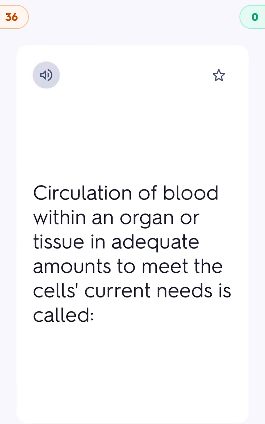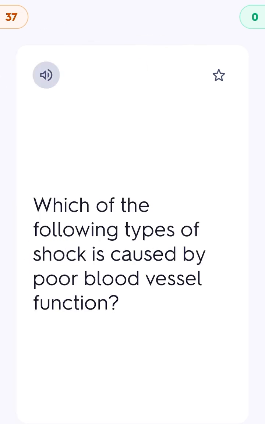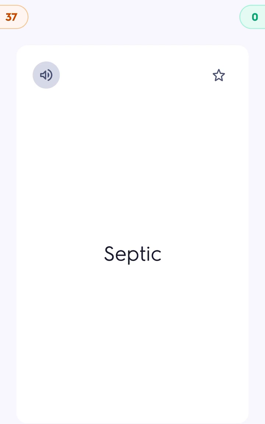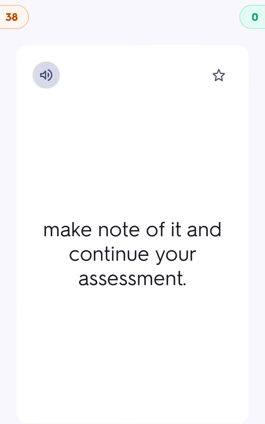Circulation of blood within an organ or tissue in inadequate amounts to meet the cell's current needs is called perfusion. Which of the following types of shock is caused by poor blood vessel function? Septic. If you discover minor external bleeding during your primary assessment of a patient, you should make note of it and continue your assessment.